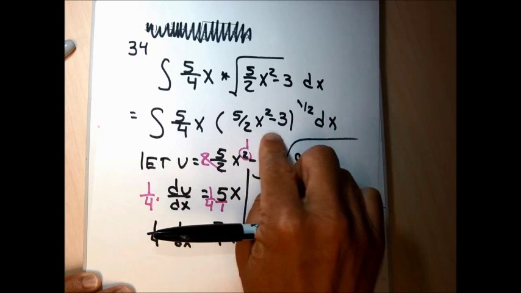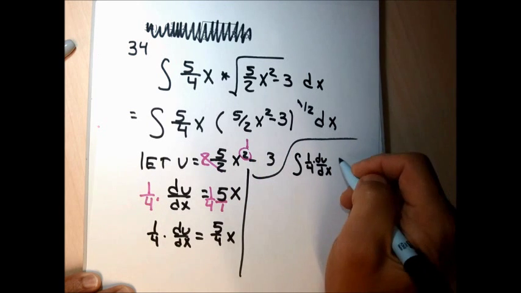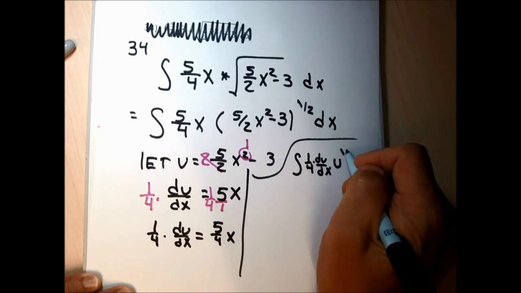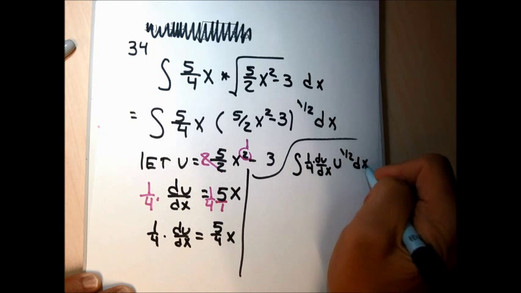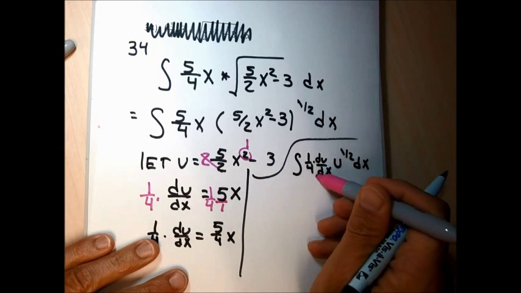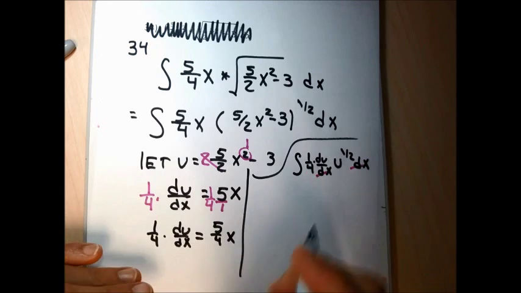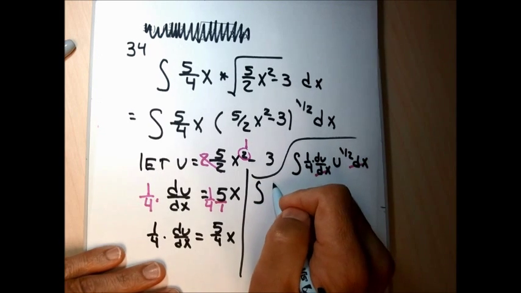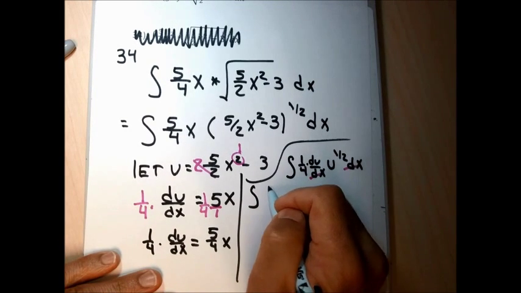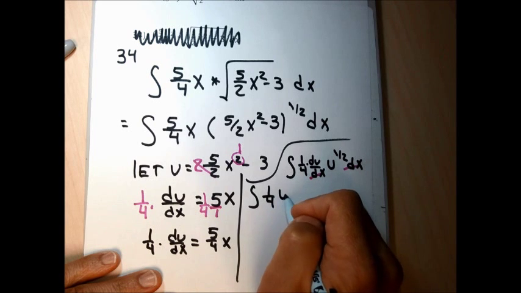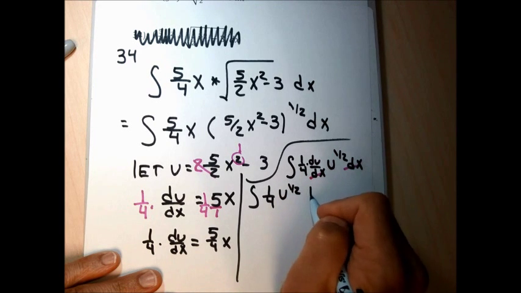In place of the 5/2 x squared minus 3, I'm going to do a u. And then to the 1/2 dx, I'm going to cancel out the dx's. This is going to give me the integral of 1/4 u to the 1/2 du.